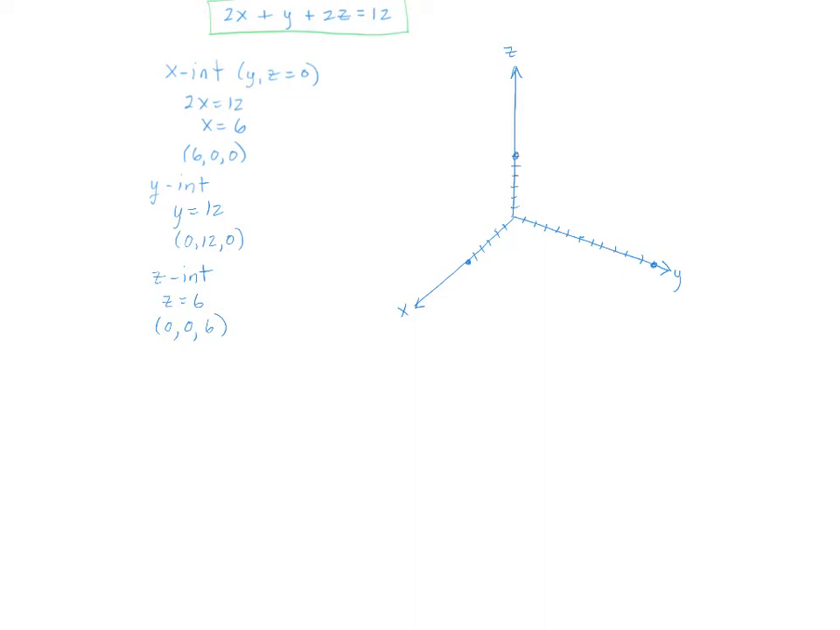So typically when you're sketching a plane, you would just connect all of your intercepts, and that's it. That's how we sketch the graph of a plane, with the understanding that it goes infinitely in all directions. Right? So here's my plane.